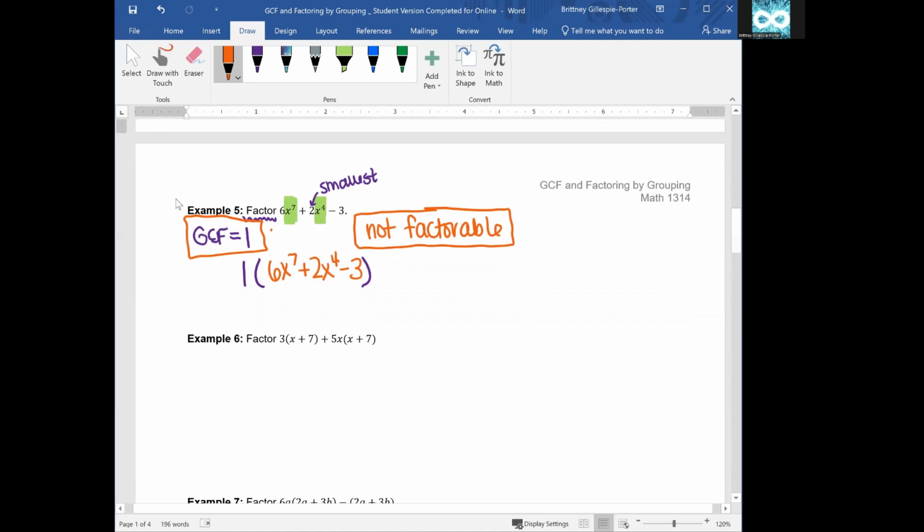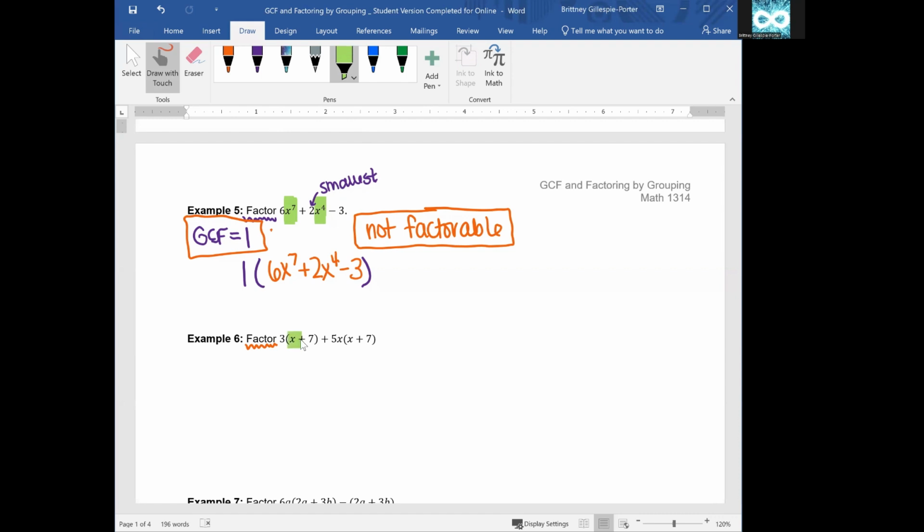We need to factor 3 times x plus 7 plus 5x times x plus 7. Now, I know you're good students. You're like, let's distribute. Let's multiply everything. But let's not do that, and the reason for that is because we're trying to factor. We're trying to make life nicer.